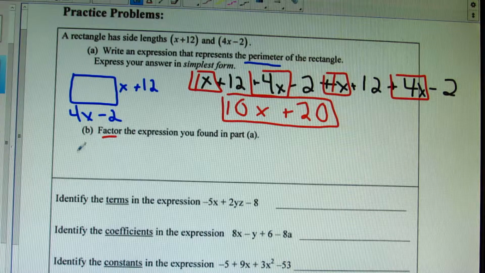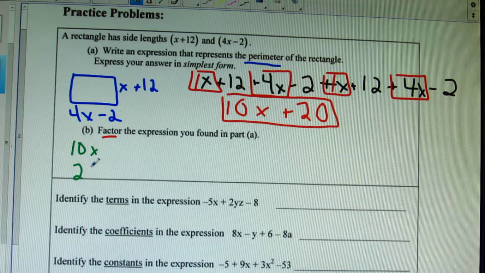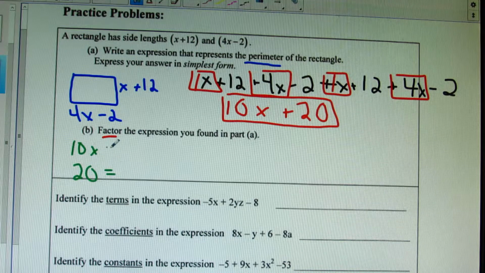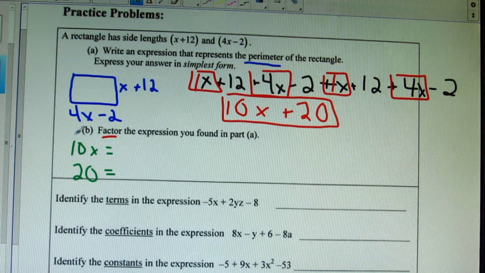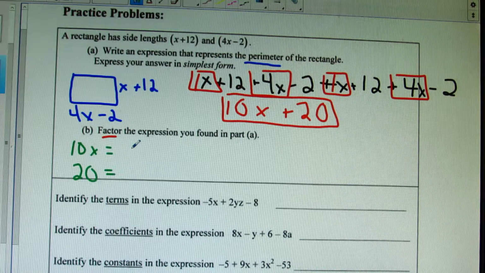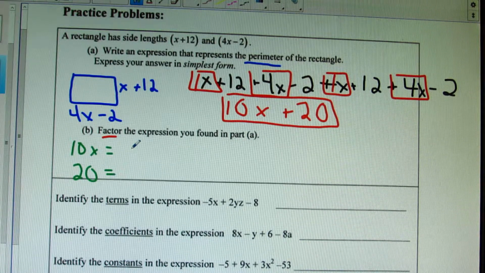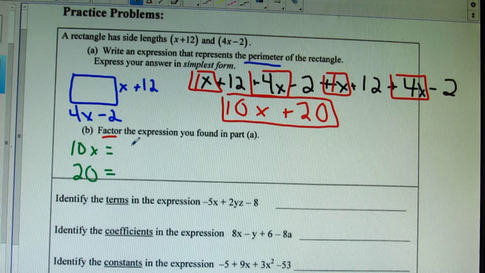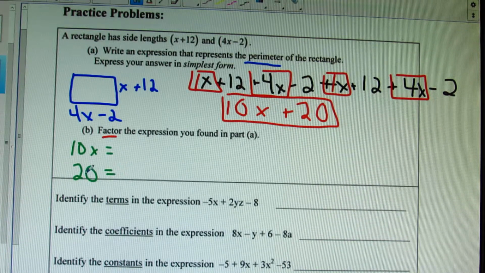Okay, when we did factoring, we wrote out both terms separately. And we wrote what multiplies to get these terms. Always start with the smaller number first. 10. Well, I can pick 10 times 1. I could pick 5 times 2. But I want to pick the largest number I possibly can. The largest number that also goes into 20 is 10.